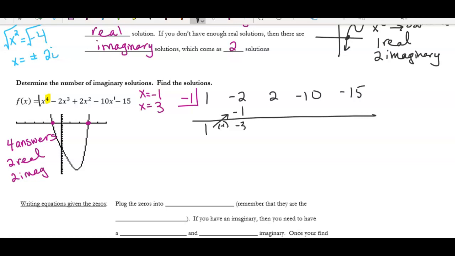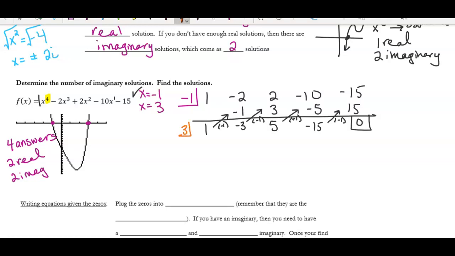Add going down, multiply by what's in the box. Add going down, multiply by what's in the box. Add going down, multiply by what's in the box. Now if you notice, you get 0. And really you should get 0 because I know that -1's an answer, so I should have no remainder. So I've taken care of this. Now I'm going to go to the next one.